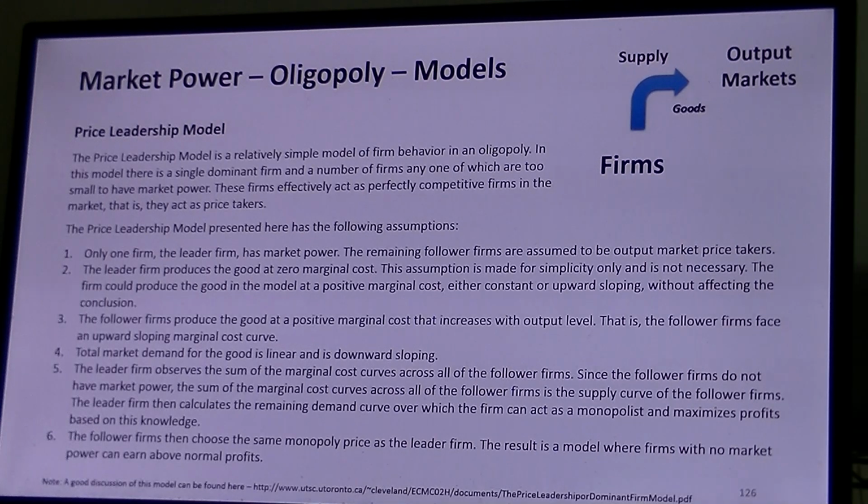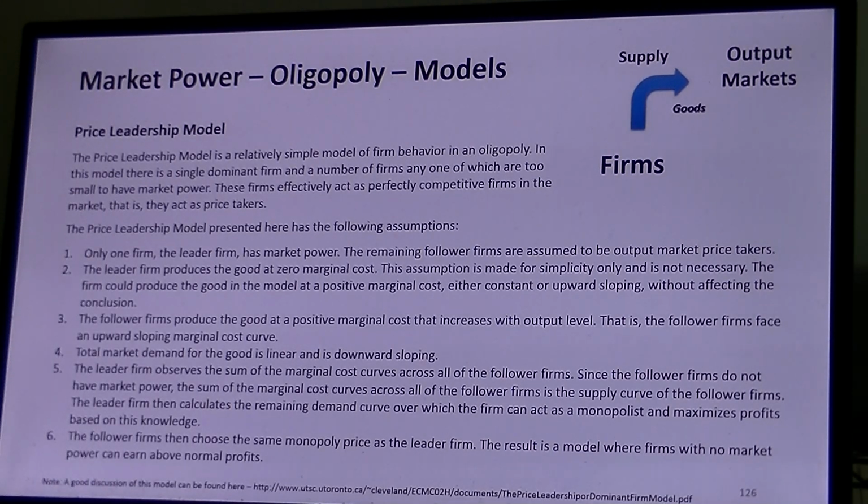So here, the leader firm observes the sum of the marginal cost curves across all of the follower firms. So the leader firm can see what's going on in the market. The leader firm has market power, and they can also see the behavior of the follower firms. The follower firms, whether they can see the behavior or not of the leader firm, cannot have any impact on the price of their output. So they face a horizontal demand curve, but there is a downward sloping demand curve that the total market faces.